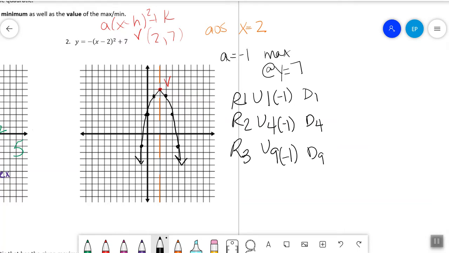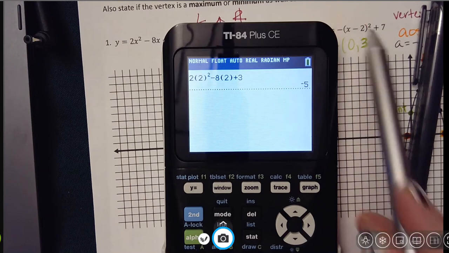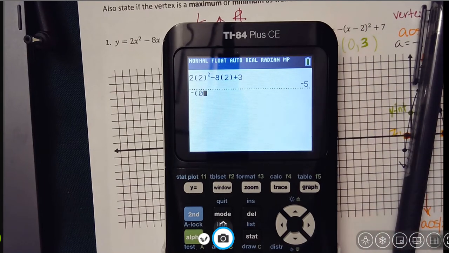Come this way here. So I have what appears to be a y-intercept. I'm going to double check that. My y-intercept is when you plug 0 into the equation. So on my calculator, I'm going to plug 0 into the equation. I'm going to go negative parenthesis 0 minus 2 parenthesis squared plus 7, enter. See, it's 3. So I'm going to put that in.